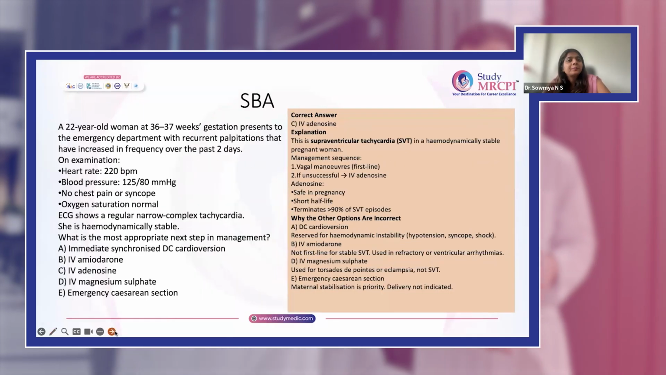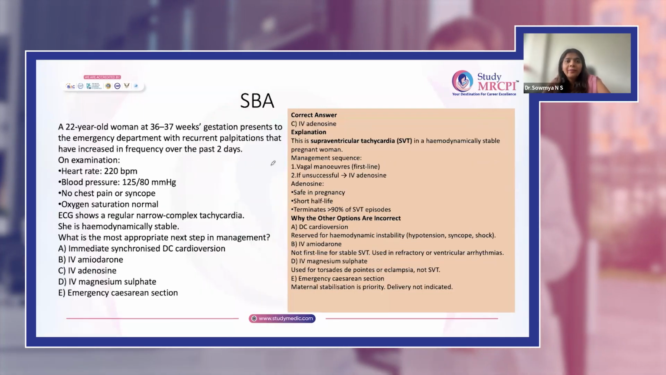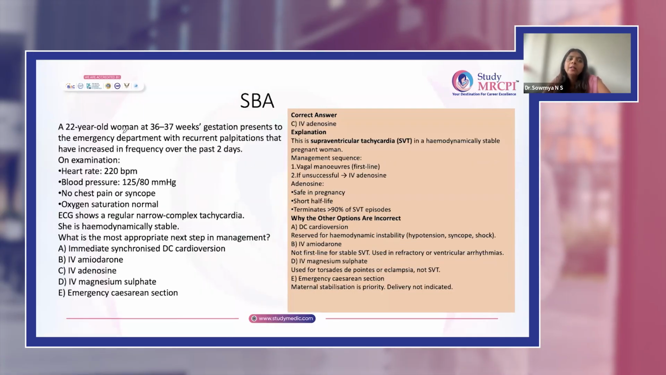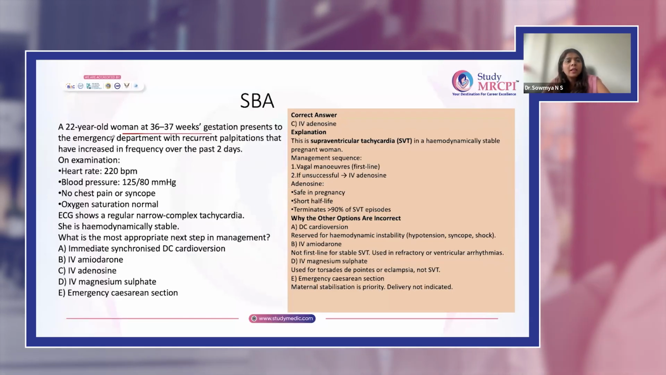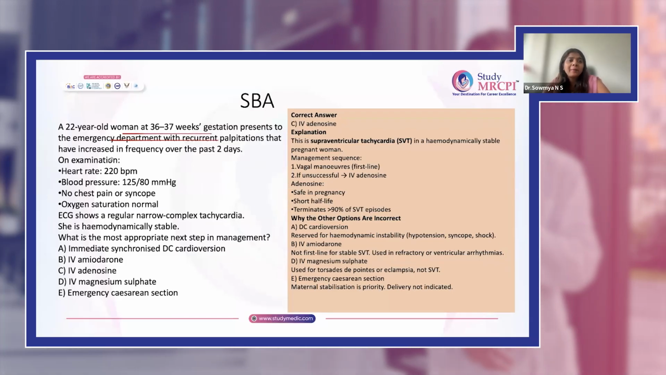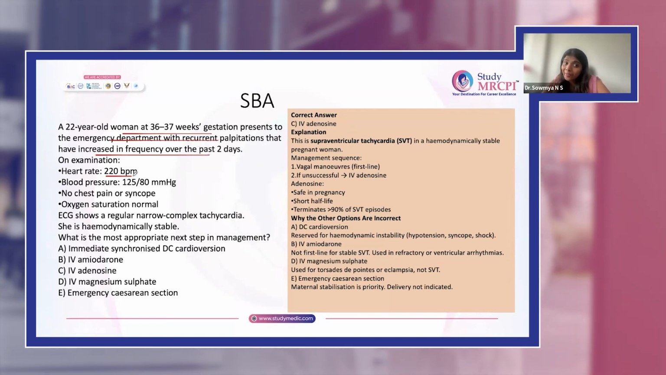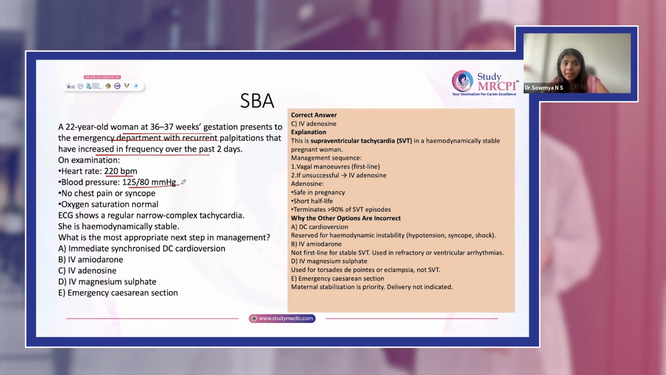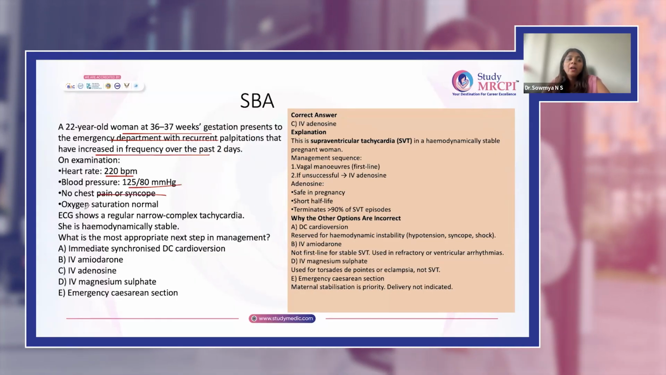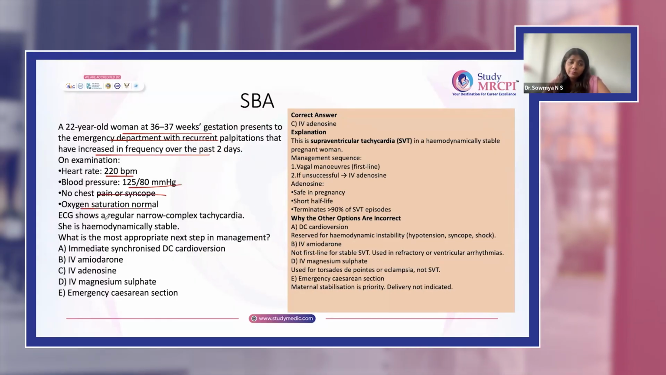Okay, I've already given the answer, but let's look at the next one. 36 to 37 weeks, emergency department with recurrent palpitations that have increased in frequency over the past 2 days. Heart rate 220, blood pressure 120/80, no chest pain or syncope, saturation normal.